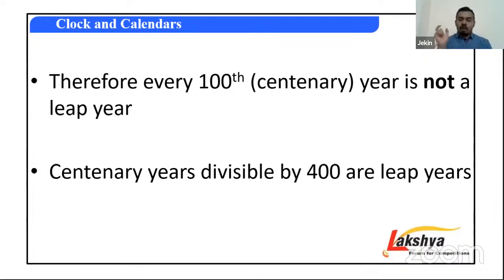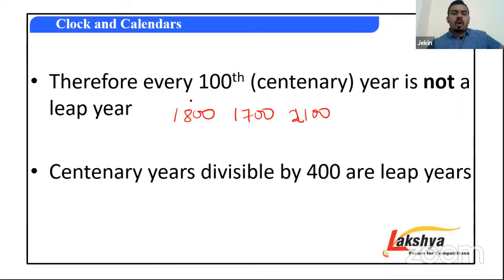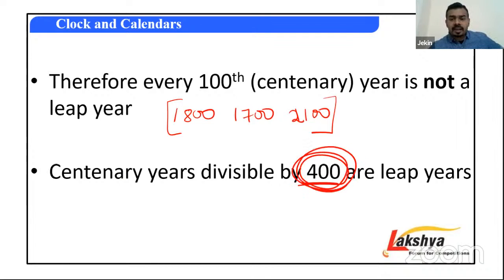Therefore, to balance it out, every 100th year we do not consider as a leap year. मतलब the years like 1800, 1700, 2100, all these years are not a leap year. However, centenary years divisible by 400 are leap years.